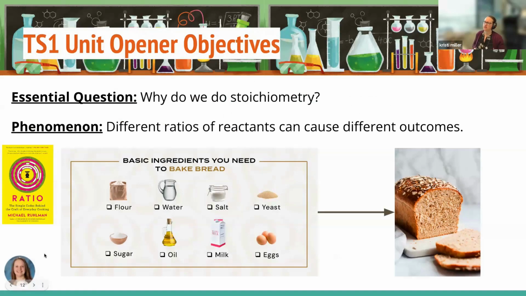And when we look at the first task set 1, always the unit opener, we're looking at the essential question, like why do we do stoichiometry? What even is it, and why do we do it? And really, it comes down to ratios.